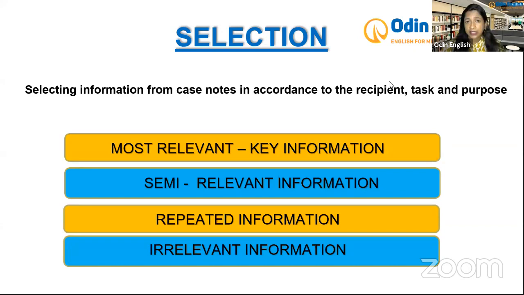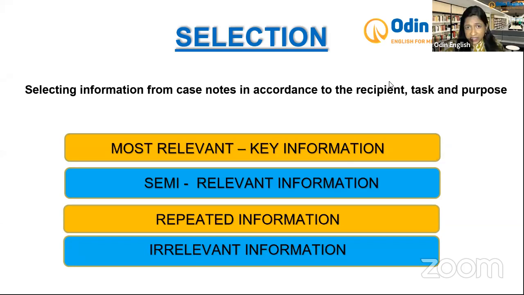Second thing, if it's not relevant, even if it is repeated, you don't have to include it, because that is not going to help the reader at all. The reader is not bothered about it. So even if it is repeated, if it is irrelevant, omit it. If it is repeated and it is relevant, include it in your letter, but you don't have to repeat it in your letter many times.